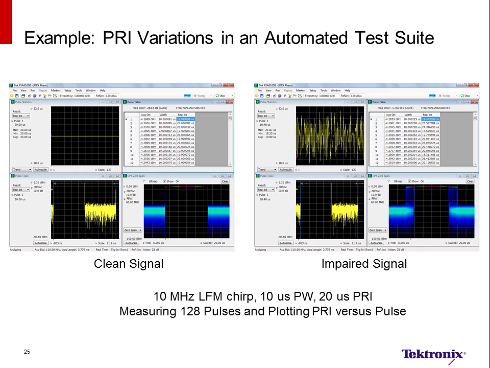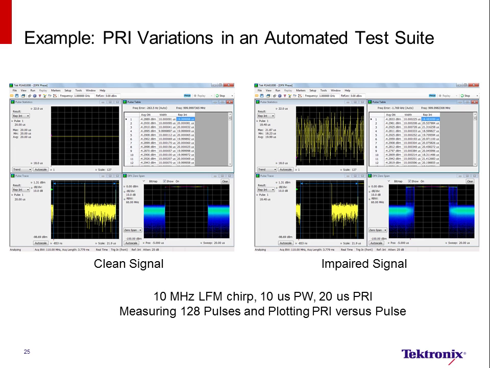We're going to look at our demo signals one more time. This time we're going to use the automated pulse measurements to measure those same parameters that we were seeing visually on the other measurements. On the left we see the clean signal, as you can also see in the DPX display, and you can see the pulse measurements. They show that the PRI is very stable all the way across. This is for 128 pulses.